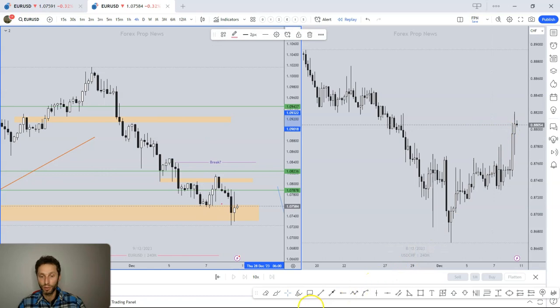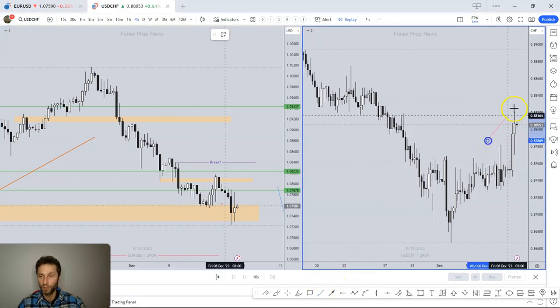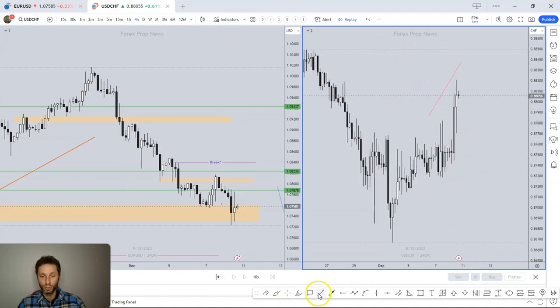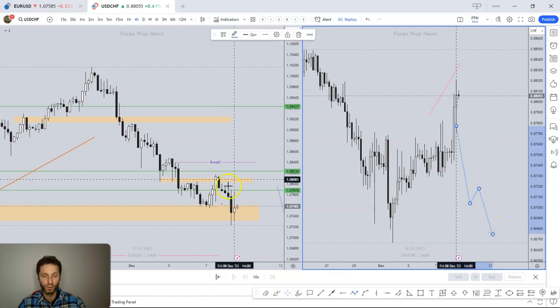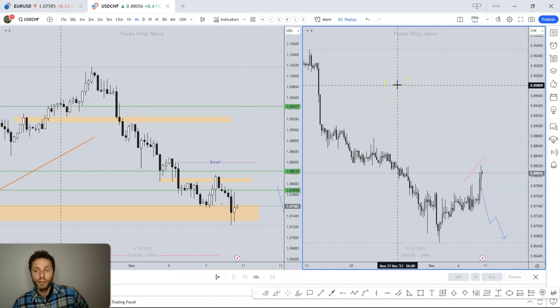But what happened here on the right hand side, as you can see once again, it went higher. That's not what we want to see. We wanted to see dollar Swiss do this. It should break previous lows rather than going higher. So again, that is when to avoid it. All right, so let's go through another example.